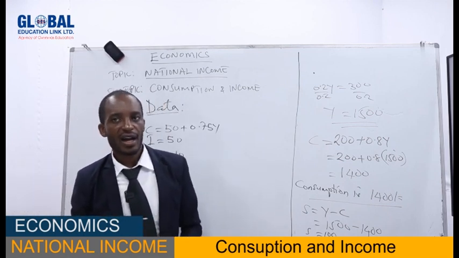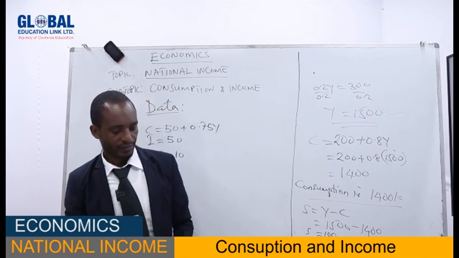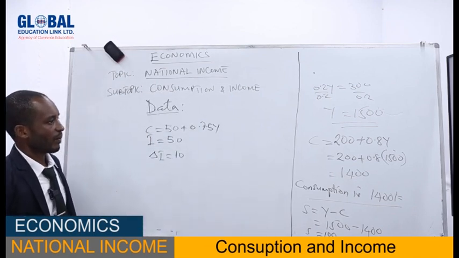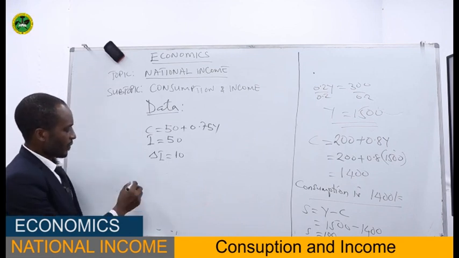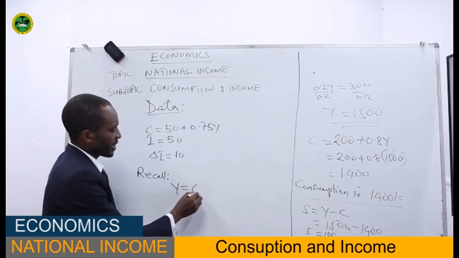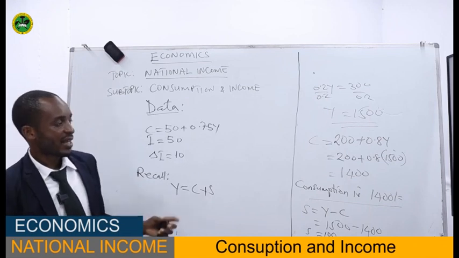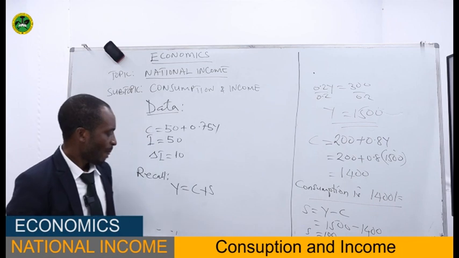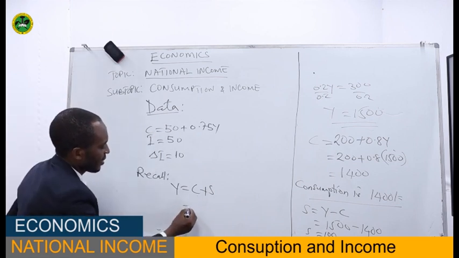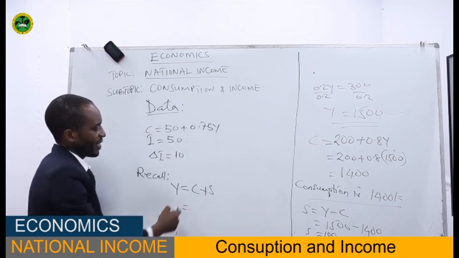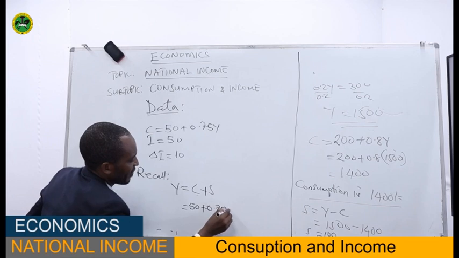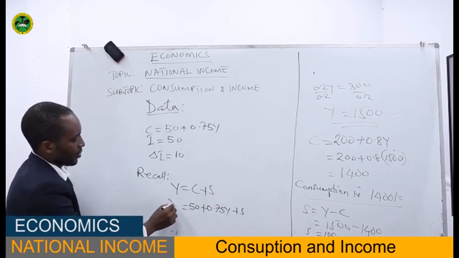Now you are asked to derive the saving function. Recall the following equation: Y equals C plus S. This is the aggregate supply function. We are already given the consumption equation, which is 50 plus 0.75y. So you substitute in this variable, so it will be 50 plus 0.75y, then plus S. So our equation will be like this.